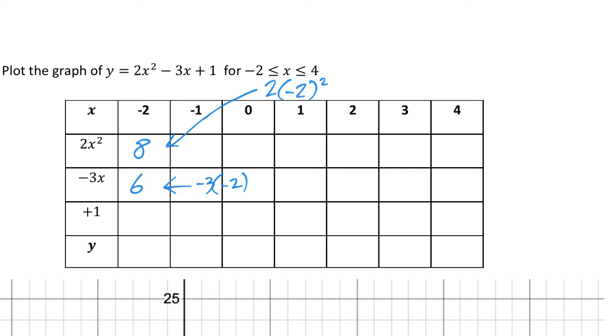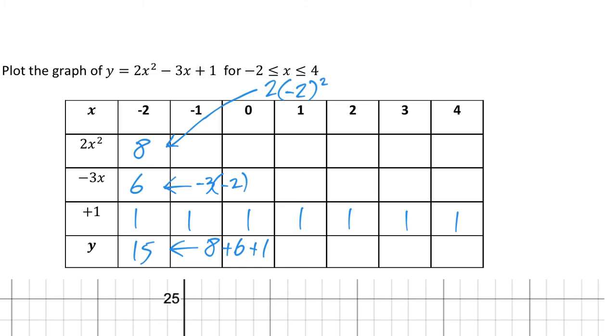This next line is a bit strange. It's just +1, which means 1 goes in everywhere along here. So fill those all in. And then the last thing, how you get your y value here, is you add up the 3 numbers. So you have 8 plus 6 plus 1, which works out to be 15.